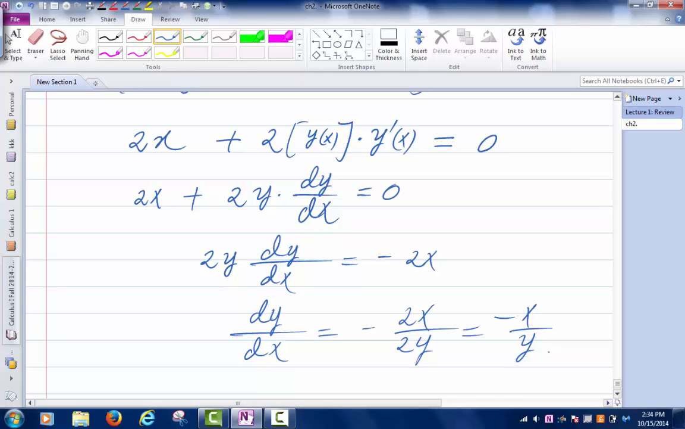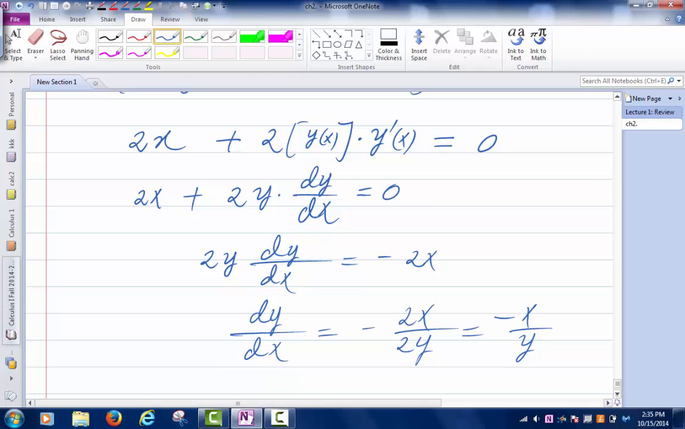Is everybody okay with that? Is everyone okay? Any questions? The way I computed the derivative is called implicit differentiation, okay? Is everybody okay? Any questions at all?